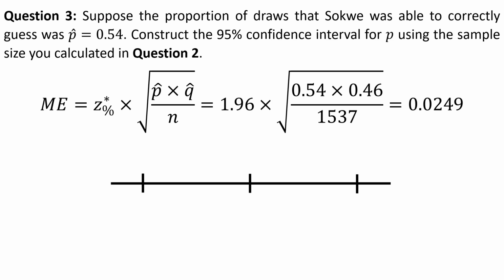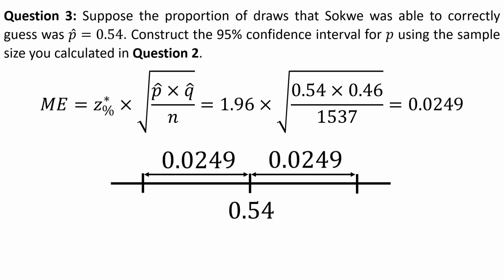So the confidence interval centered at p hat 0.54 is our best estimate of the probability that Sakwe will guess correctly. Our margin of error is 0.0249, and so 0.54 plus or minus the margin of error gives us our lower and upper bound of our confidence interval.